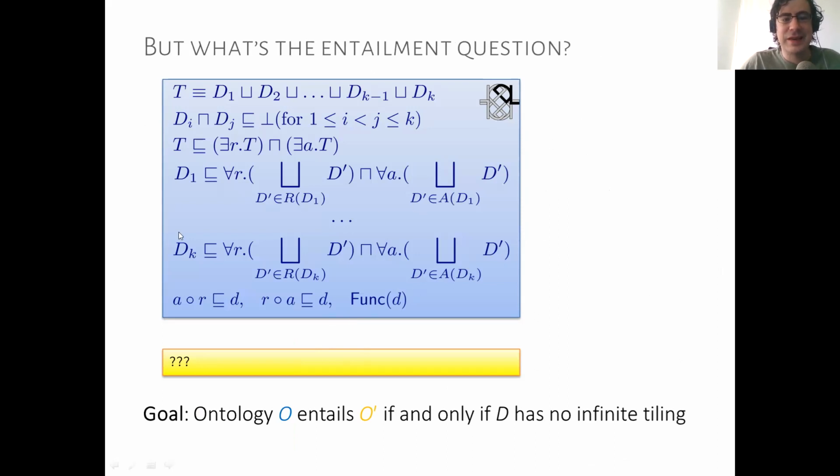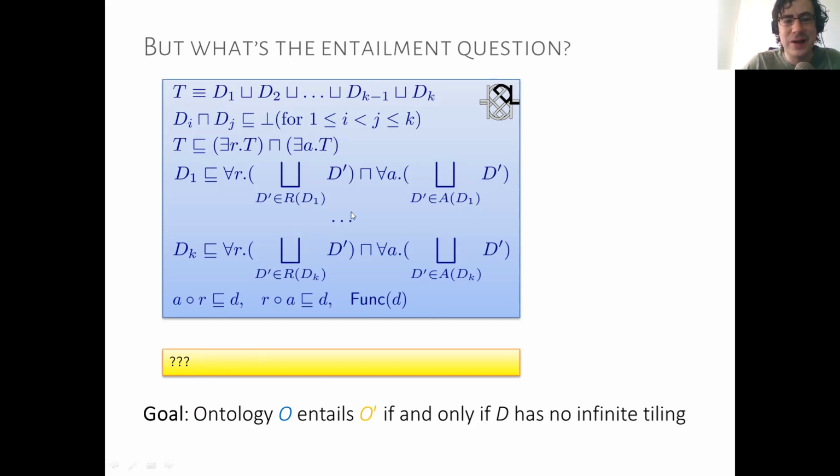So there's one last thing. We're almost done. We've defined the ontology that models the domino tiling problem. Here's the ontology we've defined. And the last question is, but what's the entailment question? What are we asking here? What we have to ask is, does O entail O prime? That's what we're reducing the domino tiling problem to.